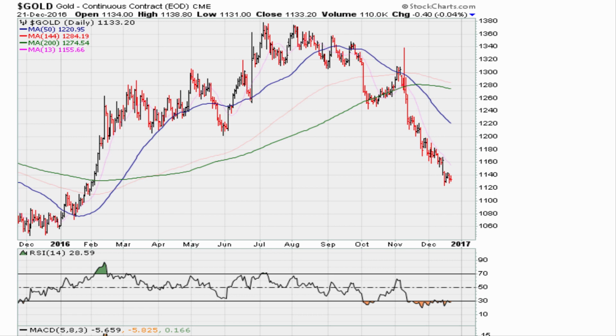Let's take a look at the chart for gold, and this is for December 22nd, 2016. We can see here that over the last couple of weeks, gold has essentially moved about 200 points lower from this intraday high to the current trading range.